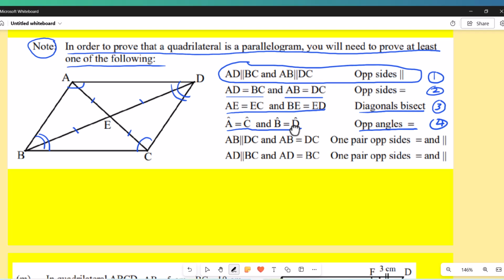And then also if we can show that AB is parallel to DC, and AB equals DC, and AB equals to what?